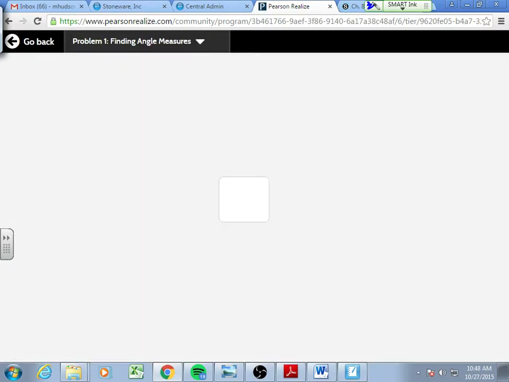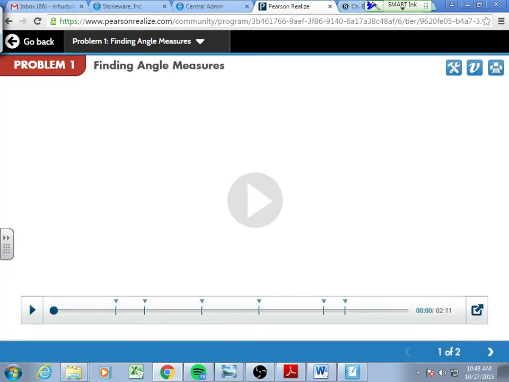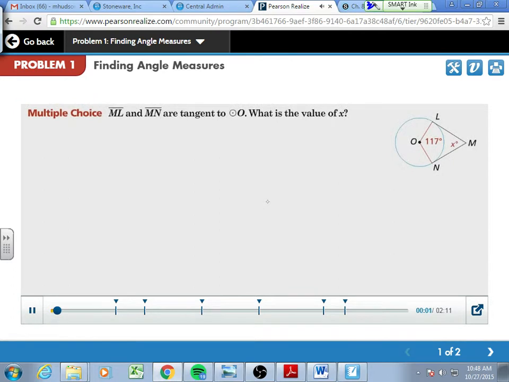So now I'm going to find unknown angle measures. In this problem, you will find the measures of angles formed by tangents to a circle. Segment ML and segment MN are tangent to circle O. We also know the angle measure. What is the value of x? Your answer choices are A, 58, B, 63, C, 90, and D, 117.